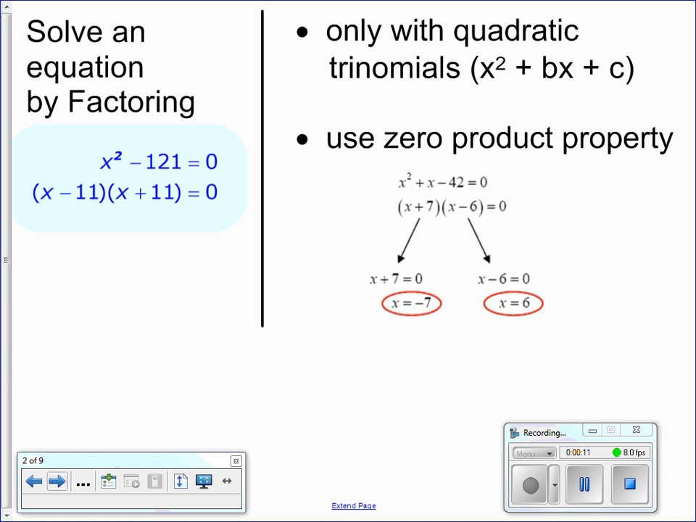So when we solve an equation by factoring, this can only be done when we have quadratic trinomials, which means that it has the largest degree of 2. And then we use our zero product property. So we factor it, and then we set each of our factors equal to 0.